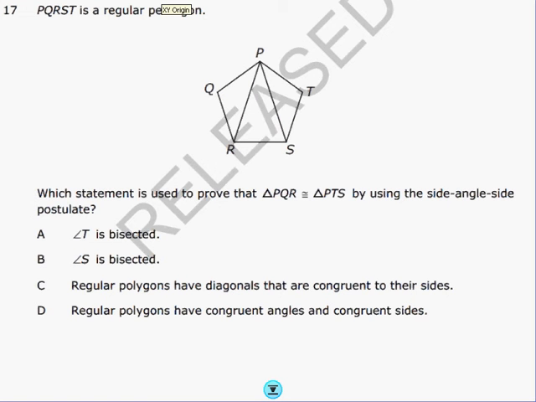Okay, we've got a regular polygon. Which statement is used to prove that PQR, let's highlight this, PQR, that's too large, is congruent to PTS. Okay, I want to prove these guys are congruent. I've got to find sides are the same, and I've got to find angles are the same. All right, we're going to use side, angle, side. Well, let's see what we've got going here.